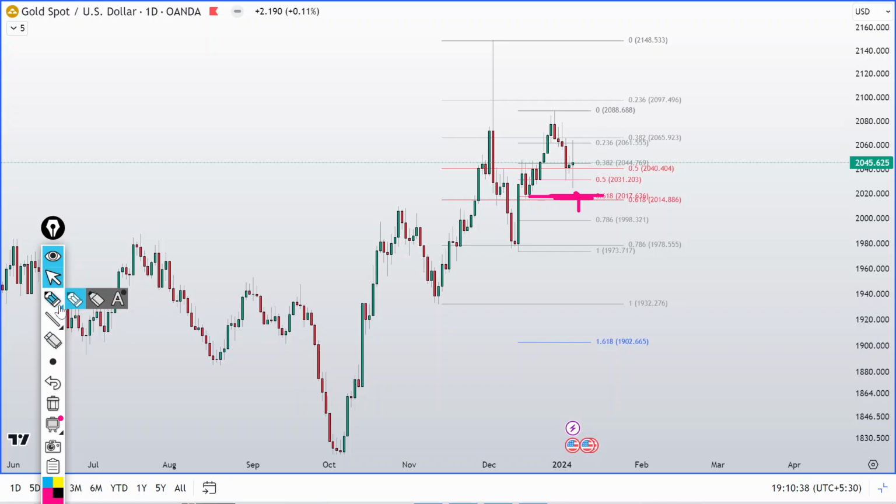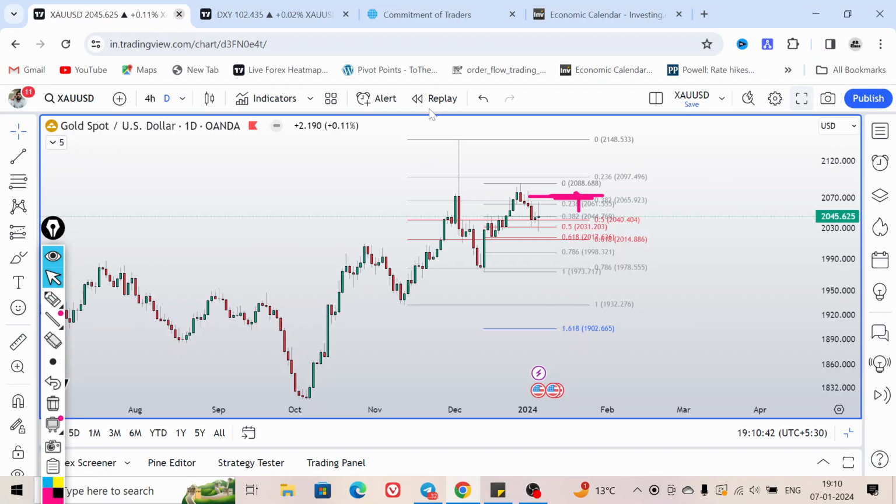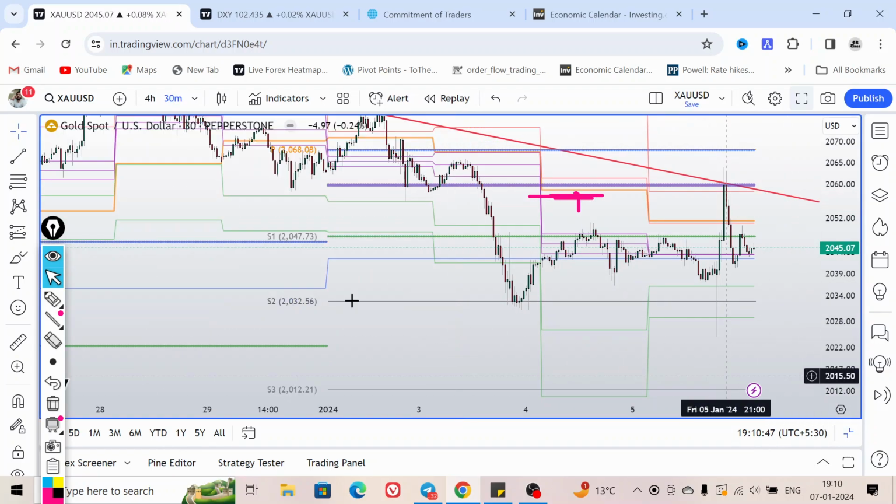And in terms of the intraday time frame, if we check it on the 30-minute or 1 hour time frame, you can see this line right over here.